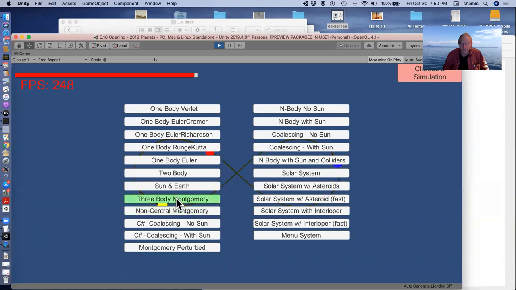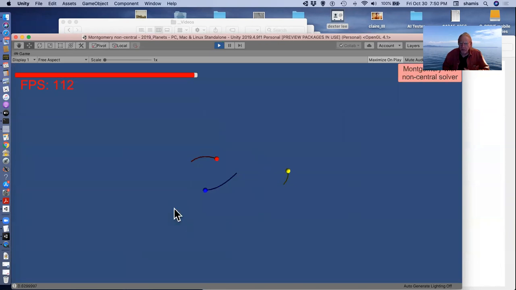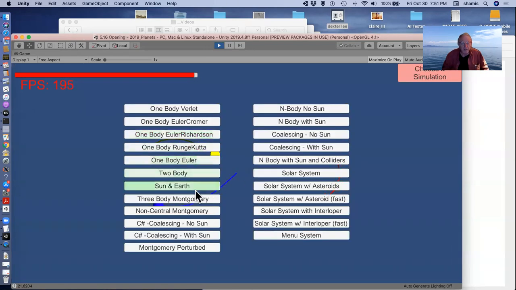Here's an interesting three-body problem called the Montgomery Orbit. This is a very, very special set of initial conditions that make for a stable three-body problem. There are not many stable three-body problems with closed orbits like this. And I've done this both with the central and the non-central situation.